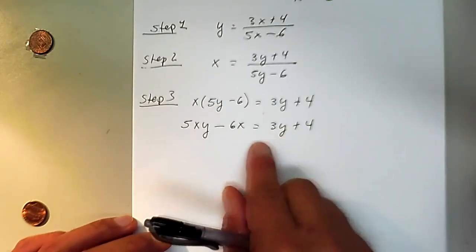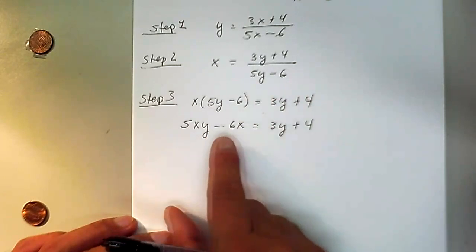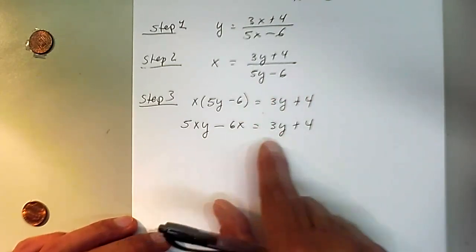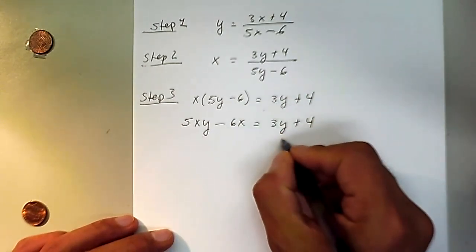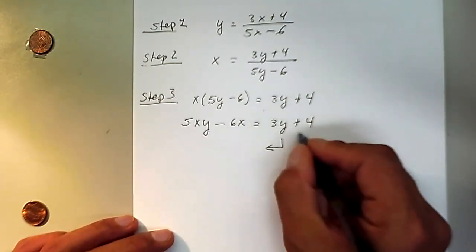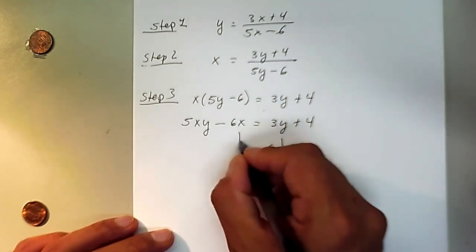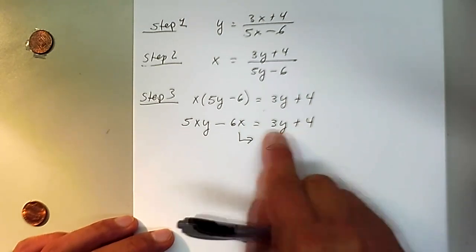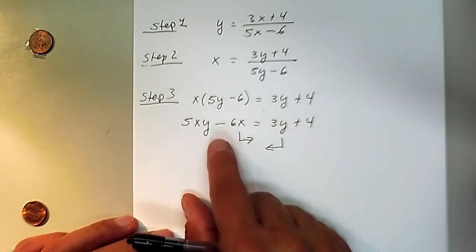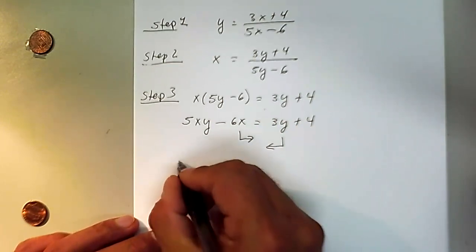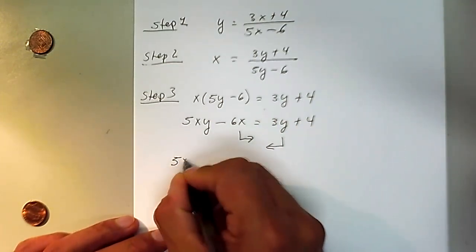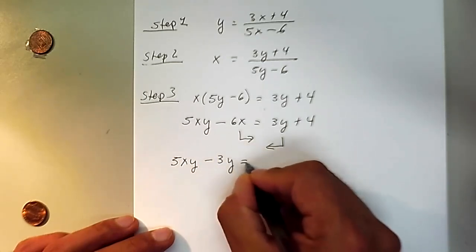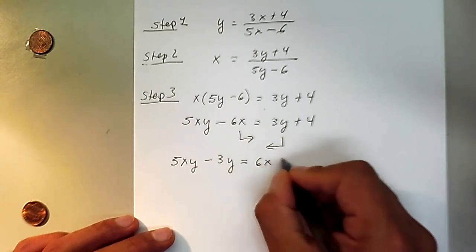Let's move the y's together. We're solving for y. The two y's are spread out over the equation, but we want the y's to go together. So we're going to subtract 3y from both sides of the equation. While we do that, we're going to add 6x to both sides of the equation. So now we have 5xy minus 3y equals 6x plus 4.